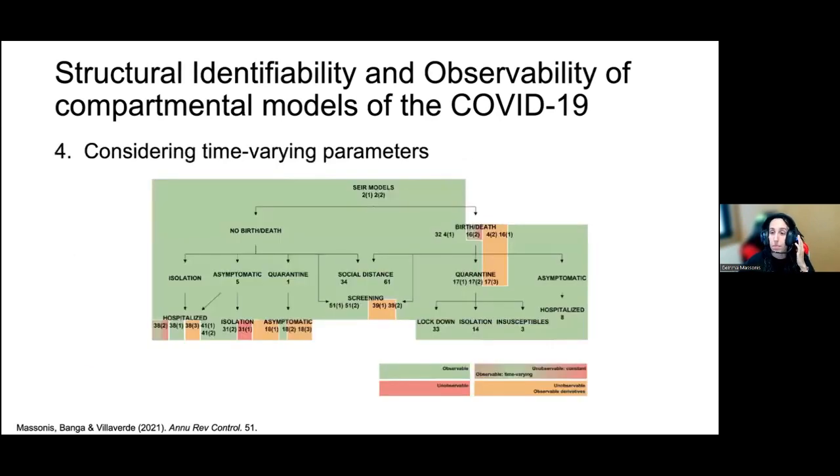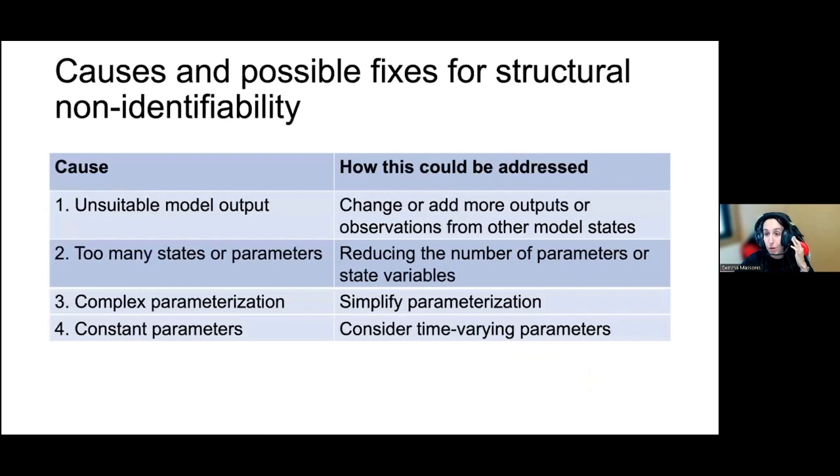And the last one, and this may seem counterintuitive, is considering time varying parameters, for example, the transmission rate, that it could depend on the season, if we are in summer or if we are in winter, giving it the dependence on time. So this in some cases is going to give us a better identifiability and observability to our model. And well, those are the 4 ways in order to fix the identifiability and observability issues that our model could have.